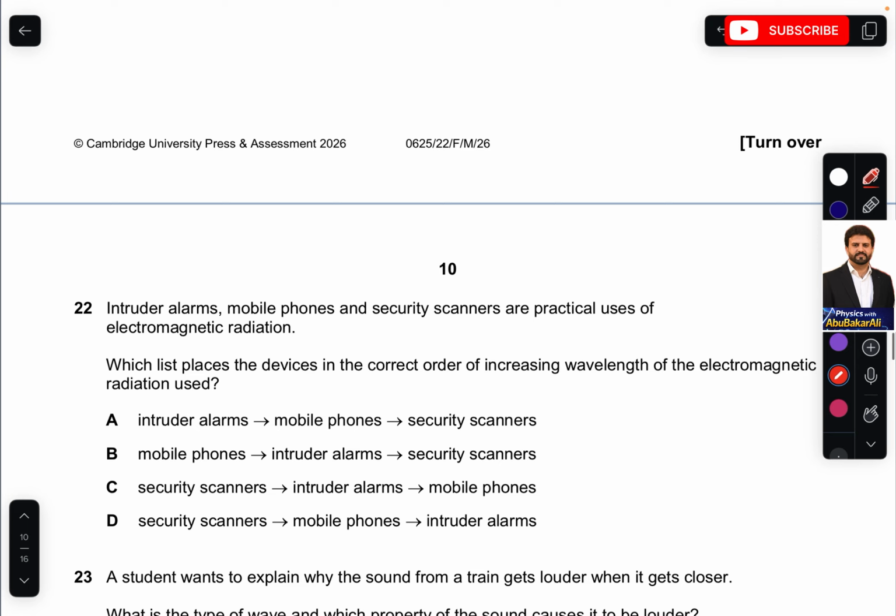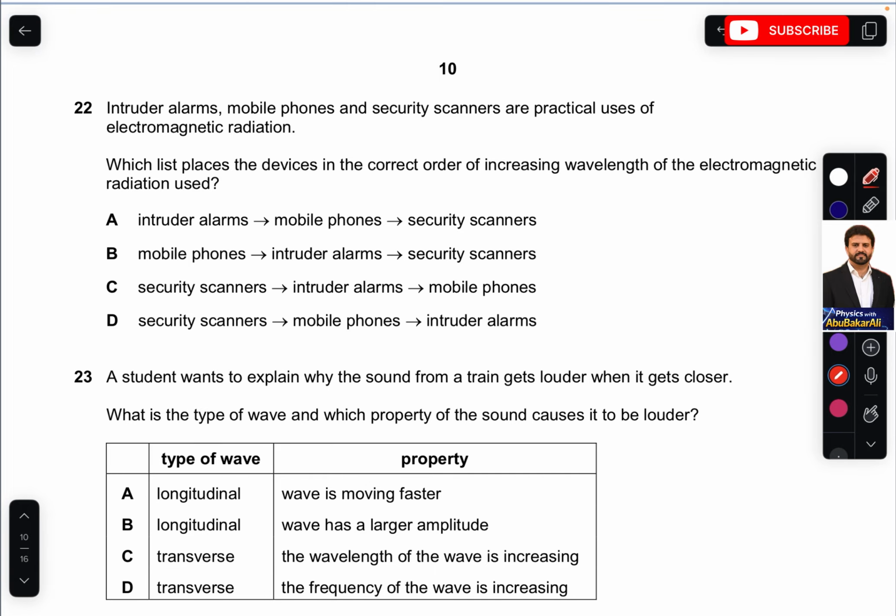Okay. So question 22. Intruder alarms, mobile phones, and security scanners are practical uses of electromagnetic radiation. Which list places the devices in the correct order of increasing wavelength of electromagnetic radiation? Okay, in this you don't need to memorize all the wavelengths, but you need to know that the wavelength is proportional to range. What is range? How far the wave can travel. Now, how you choose the range depends on its application. If you can imagine, the security scanners are mostly in the form of a gate you pass through. So it hardly covers a few meters, okay?